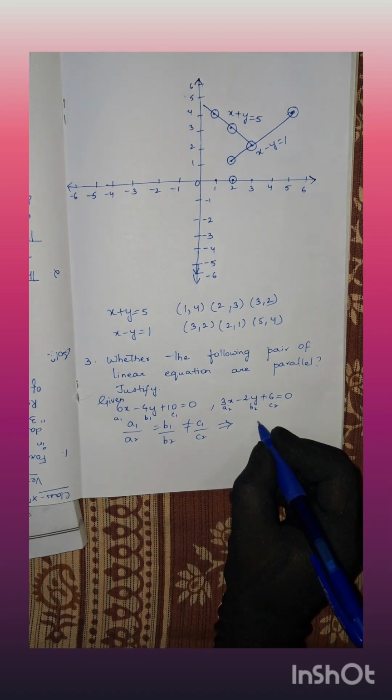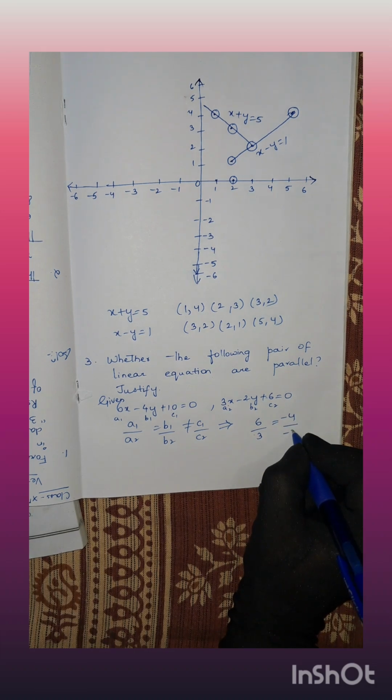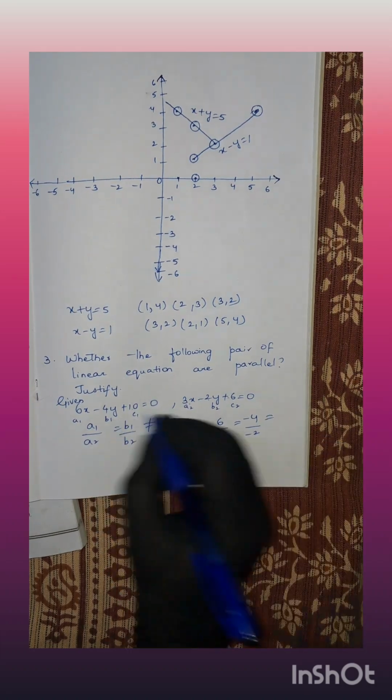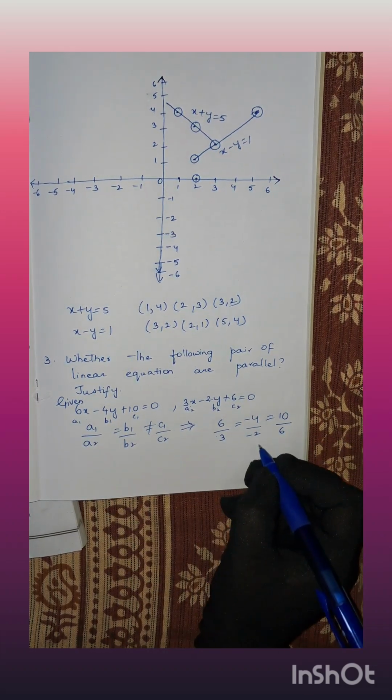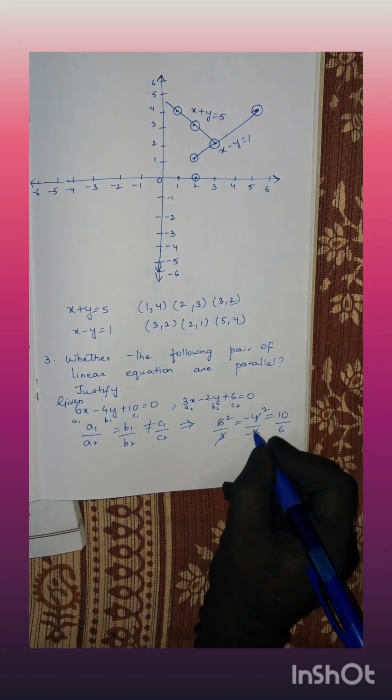So what is A1 by A2? 6 by 3 is equal to what? What is B1 by B2? Minus 4 by minus 2. What is C1 by C2? 10 by 6. Here you check: 3 ones are 3, twos are 6, 2 ones are 2, twos are 4, minus minus cancel.